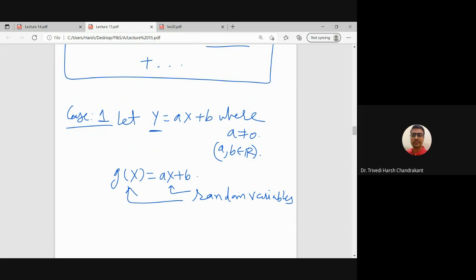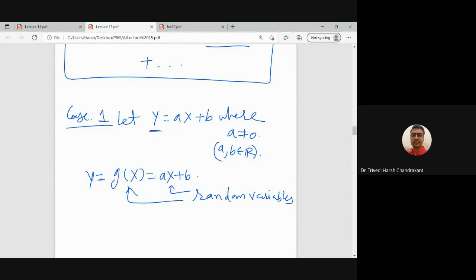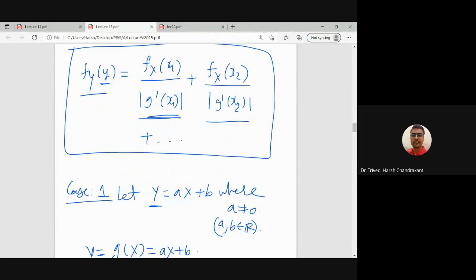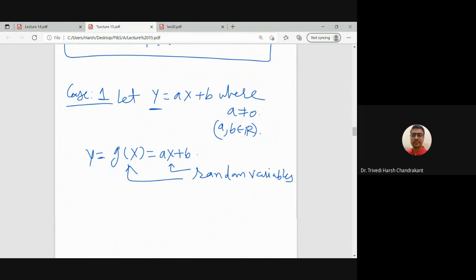So Y is g(X). We want to find the PMF of Y corresponding to the PMF of X. If you know the PMF of X, we can find the PMF of Y using this formula. So let us find out what this formula is for this particular case. For that we need to find the derivative of g. Since g(x) is ax plus b, g'(x) is a for every x.